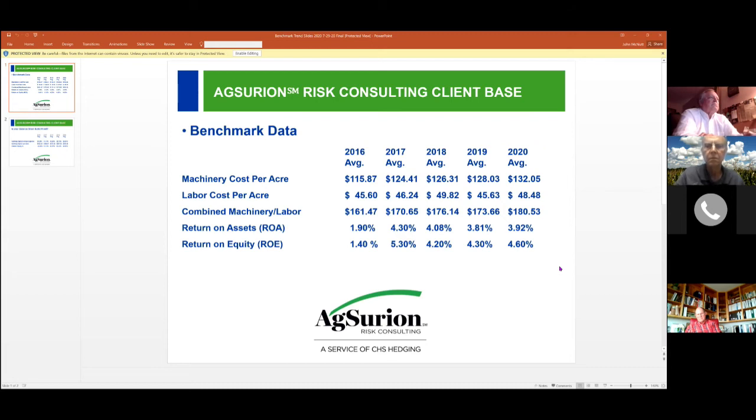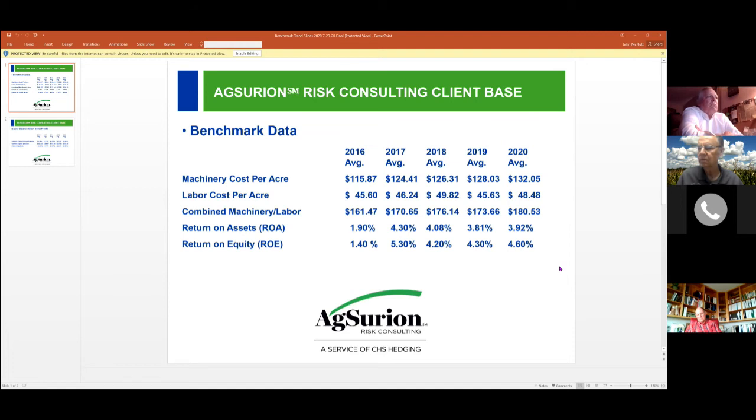The labor cost per acre, the way we calculate that is we use operator draw from the crop operation and add hired labor and divide it by harvested acres. There's a lot of variation. I can think of one client whose spouse is a pharmacist at Walmart, and they don't take anything out of the crop operation to live. That's all rolled up in those figures. But our point is, it is what it is. And then we look at the combination of those two figures.